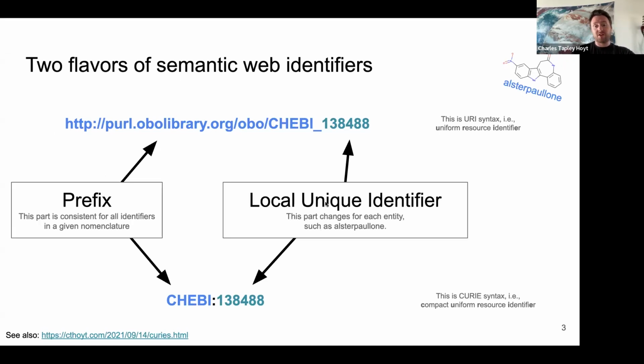And then both of them share the idea of a local unique identifier. That's the part that actually corresponds within your semantic space, like in this example ChEBI, to the thing that you're talking about. So here we're talking about this molecule called alstrapalone, and it's got this number 138488. And depending on what kind of format, or rather what syntax, you're using to talk about it, you can use this URI prefix, or you can use this curie prefix.